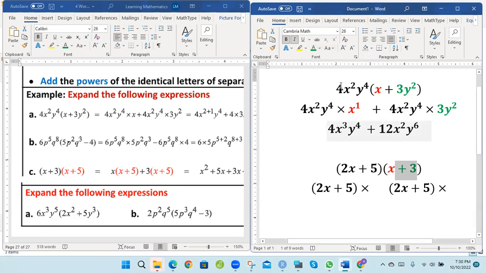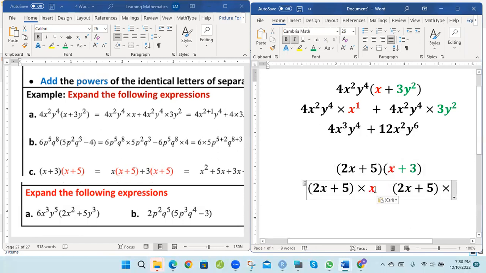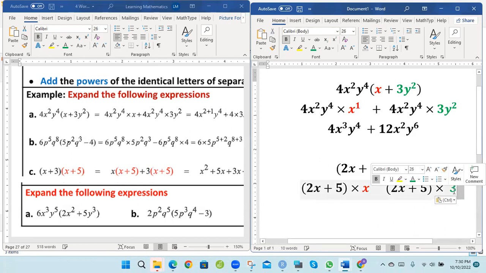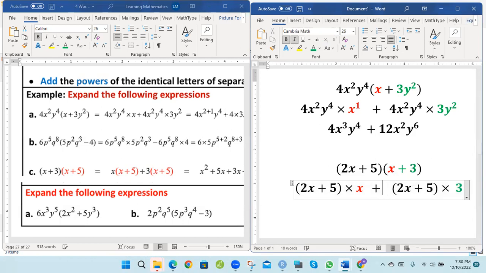So just like how the x came here and the 3y squared came here, the x, that x there, has to come here. So it's 2x plus 5 times x and 2x plus 5 times 3. When you say 3, we mean a positive 3. And because it's a positive 3, then we put our positive there. So please take this down.